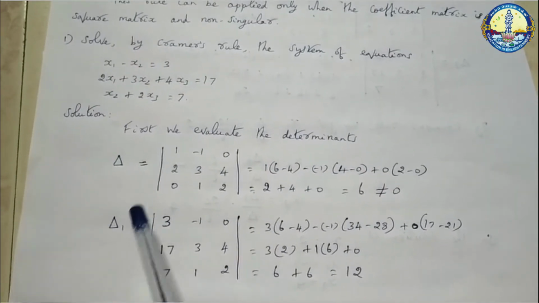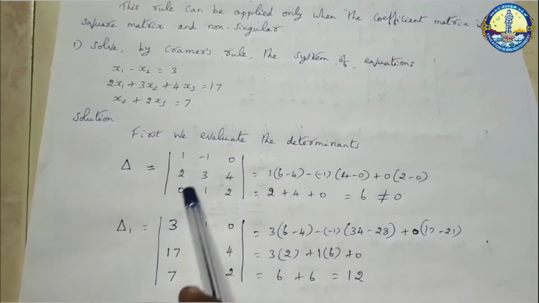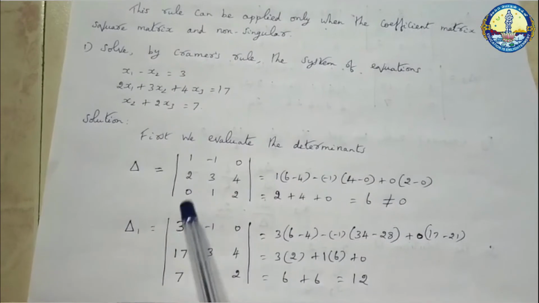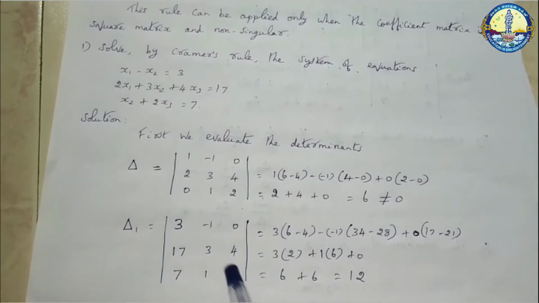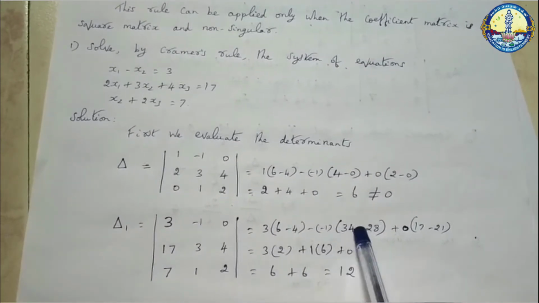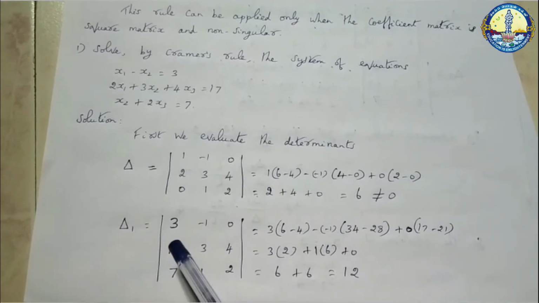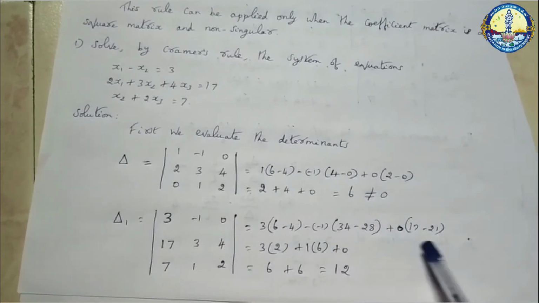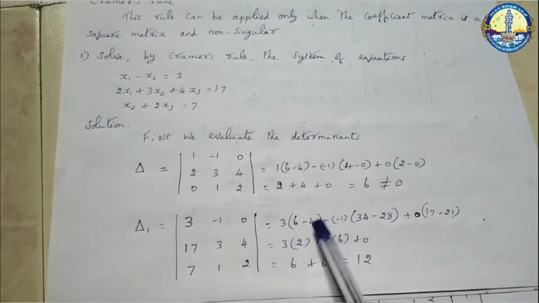Next, del 1. Del 1 means we have to change the first column into 3, 17, 7, the remaining columns staying as they are. So the determinant: 3 into (3 twos are 6 minus 4 ones are 4), so 6 minus 4 is 2; minus 1 into (7 twos are 14... 34 minus 28), 6; 0 into anything is 0, and 17 minus 21 becomes 0. So 6 plus 6 equals 12.